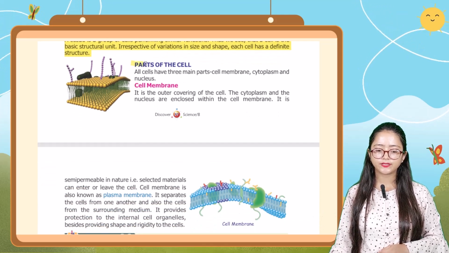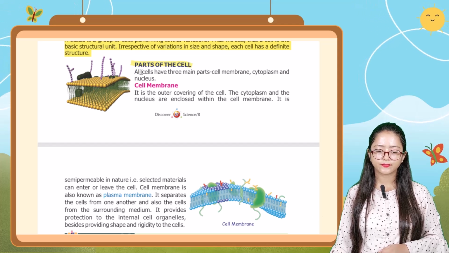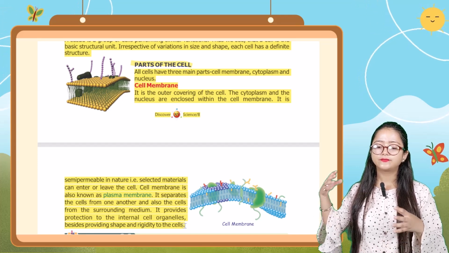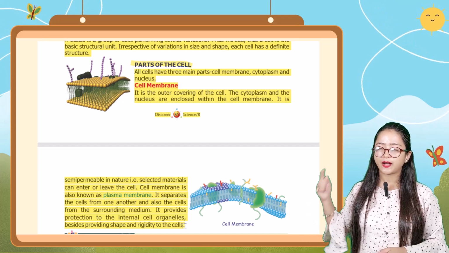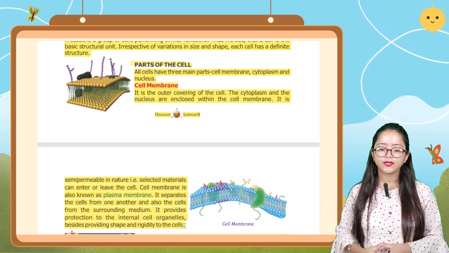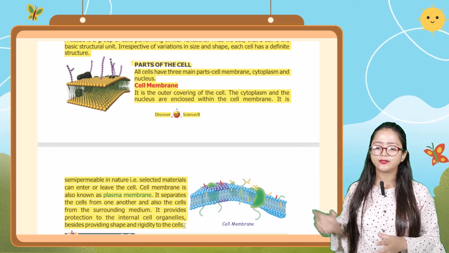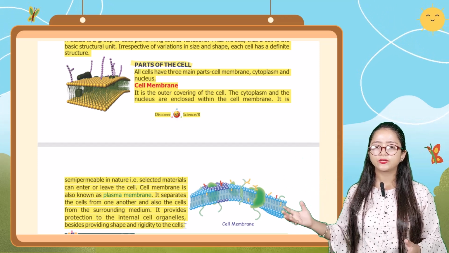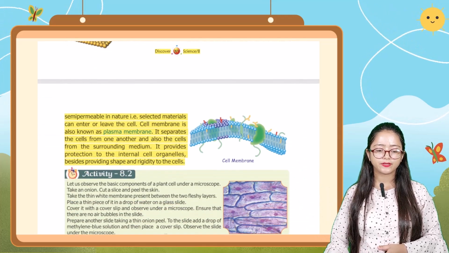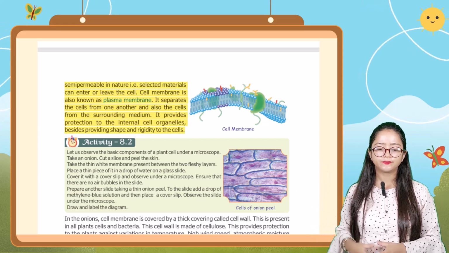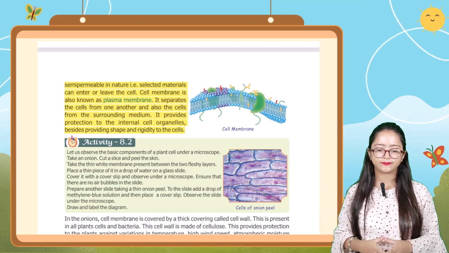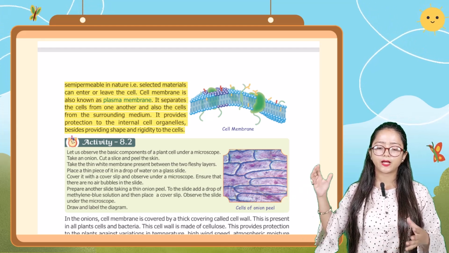Now the next point is parts of the cell. All cells have three main parts, called cell membrane, cytoplasm, and nucleus. The first one is the cell membrane. It is the outer covering of the cell. The cytoplasm and the nucleus are enclosed within the cell membrane. It is semi-permeable in nature, that is, selected materials can enter or leave the cell. The cell membrane is also known as the plasma membrane.